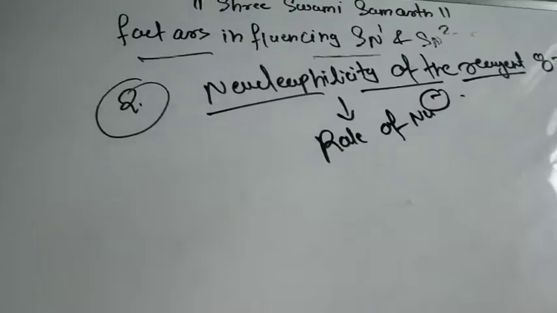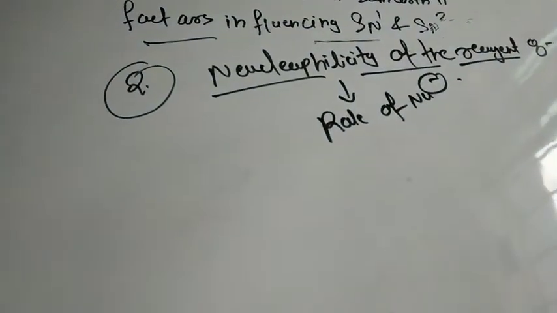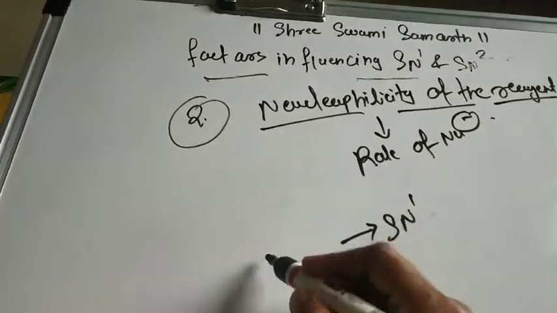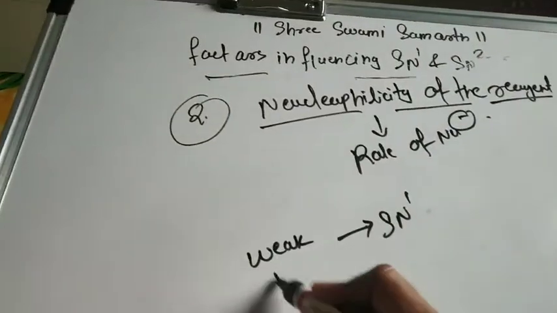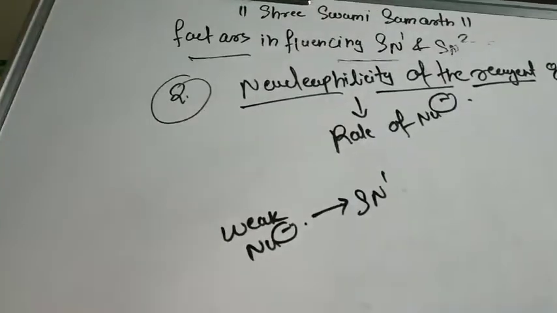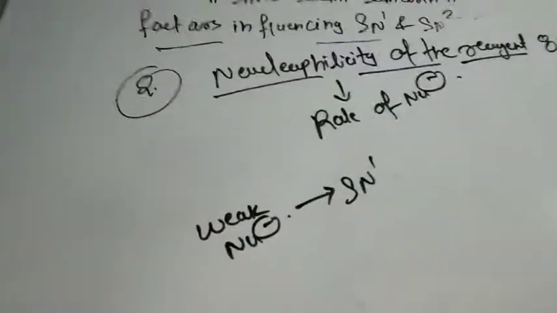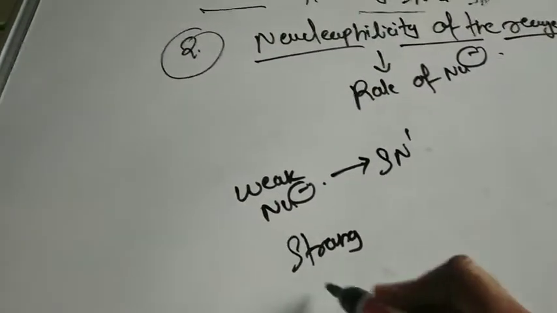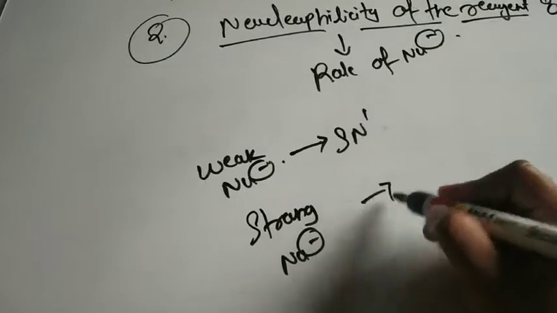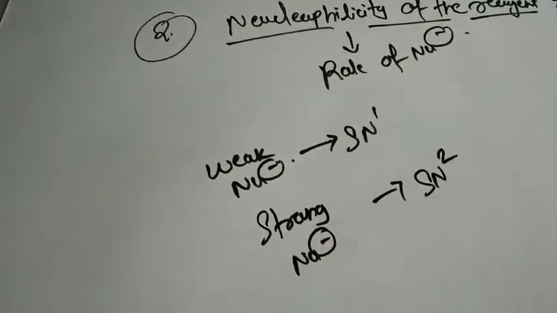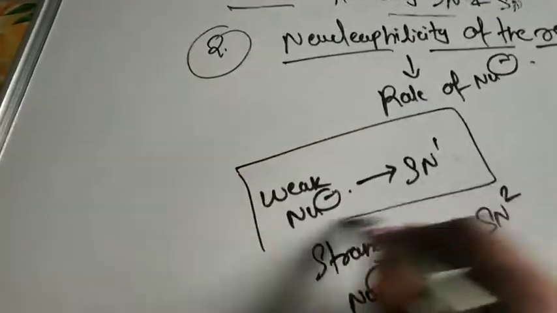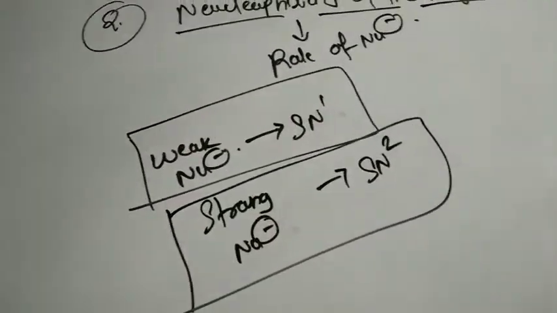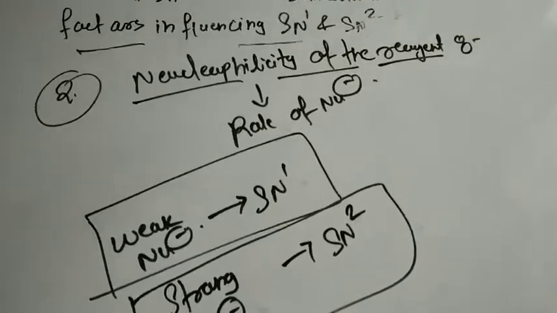See, the role of a nucleophile in both the reactions is totally different. In an SN1 reaction, a weak nucleophile favors the SN1 reaction, right? And a strong nucleophile will favor the SN2 reaction, right? Now, why is the nucleophile weak in SN1 and why is the nucleophile strong in SN2? Okay, now let's quickly look at this.